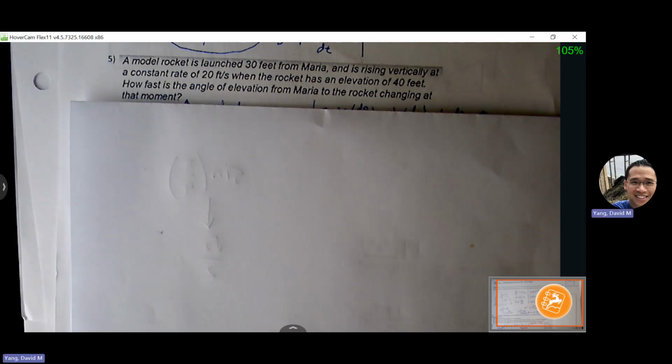Yeah, the nice thing about trig related rates is that it's got to be a right triangle. So you know it's got to be involving a right triangle somehow.